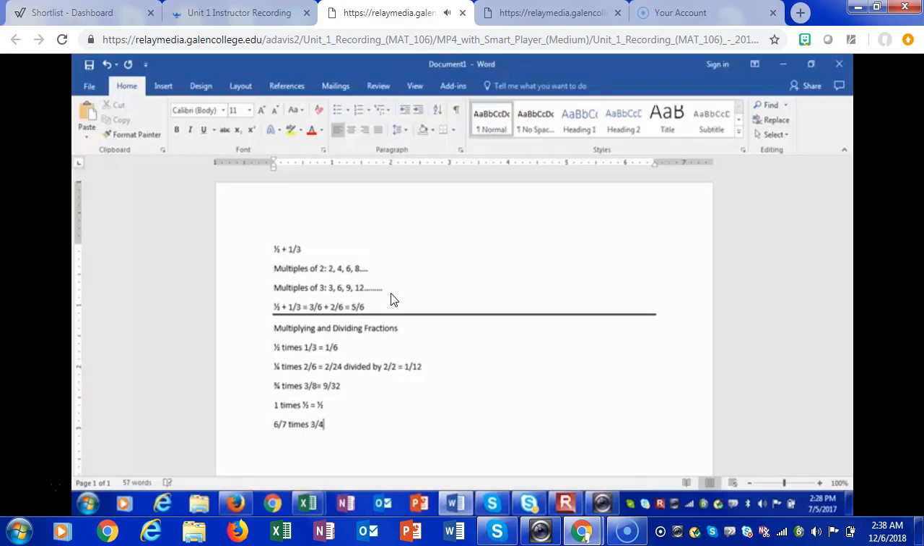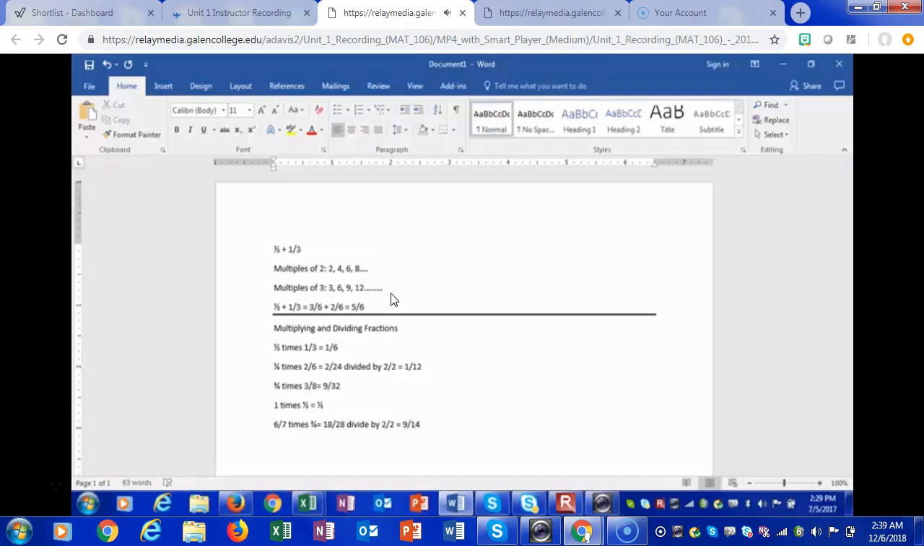Okay? 6/7 times 3/4 equals. What's 6 times 3? 18. What's 7 times 4? 28. Now, 18 over 28, can that be reduced? Yes or no? And if so, by what? I'm thinking divide by 2 over 2. 18 divided by 2 is just 9. 28 divided by 2 is 14.